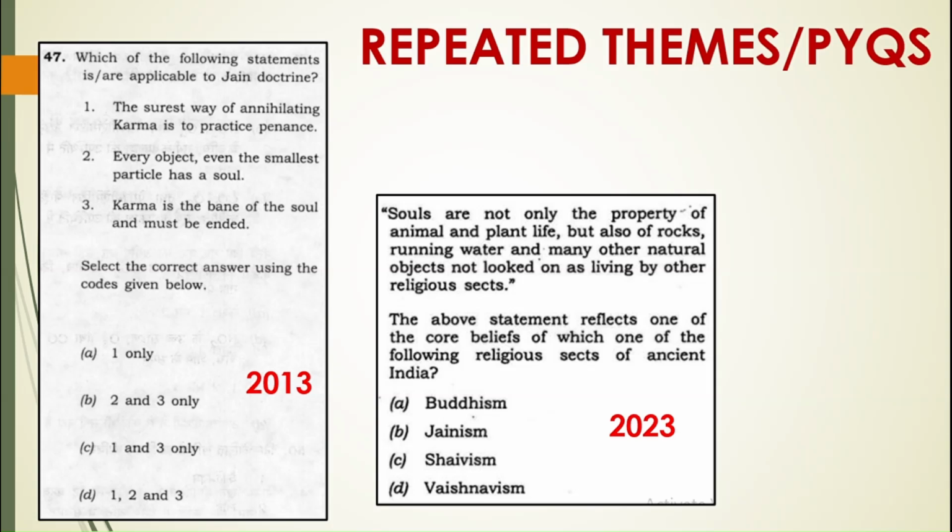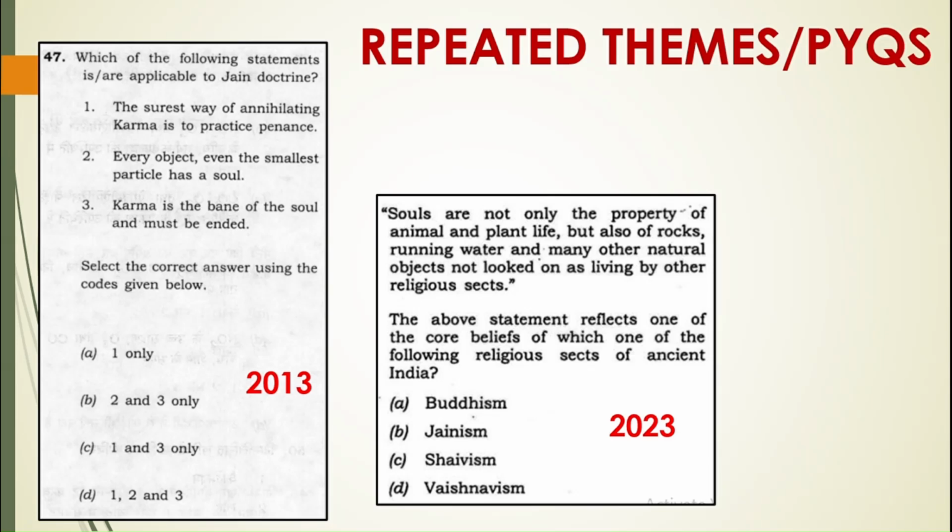That is, the questions or the topics or the themes keep repeating. So you'll have to focus and pay attention to these themes. That is, you can see this question from 2013 and 2023. It's related to Jainism, right? And you can see the second statement from this 2013 question. Every object, even the smallest particle, has a soul, right?